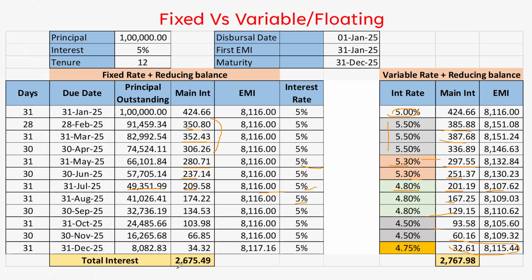Finally, if you look here, the customer has paid this much amount, 2,675. Here, the customer has paid more. Why? Because in the first few months, the customer paid at a very high interest rate. That's why the overall interest is high here. Even though in the last six schedules the interest rate is less, because initially he paid at a high interest rate, the customer is paying more interest overall. So this is the high-level view.